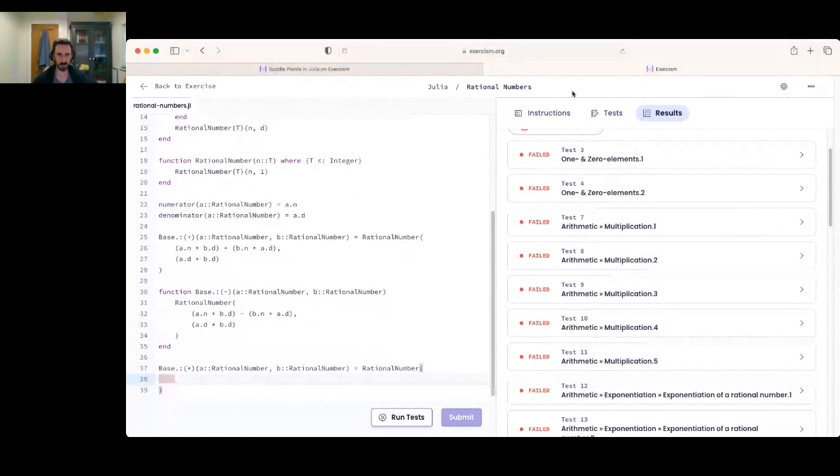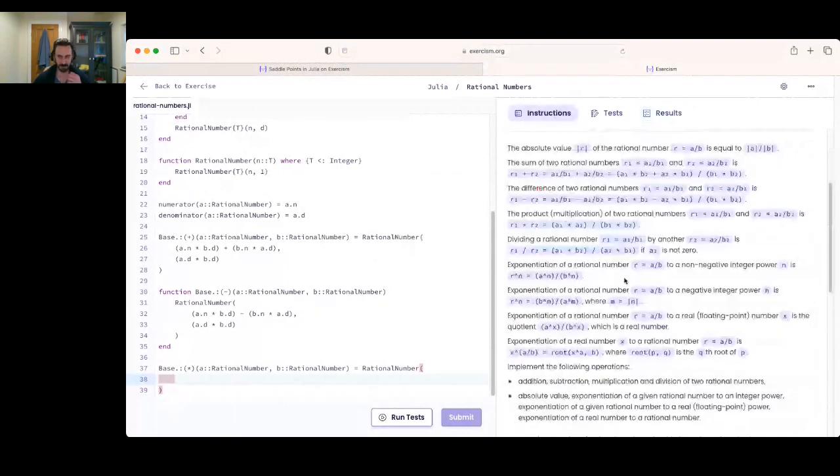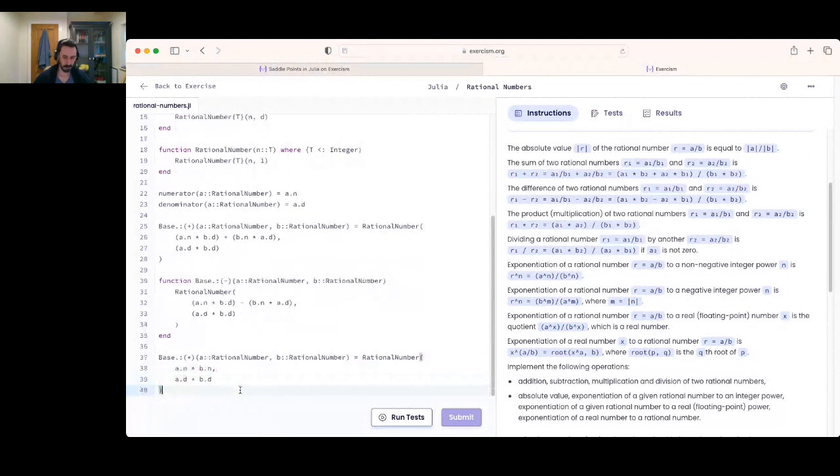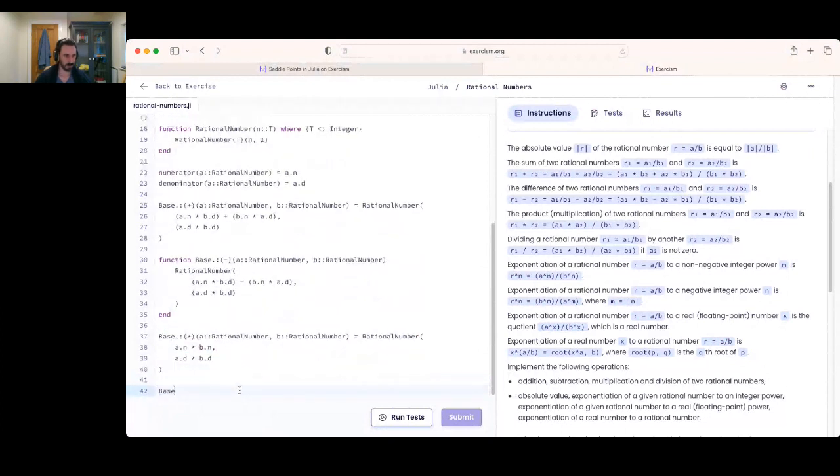What are we doing? Multiplication. Let's have a look. How do you multiplication? Multiplication, if I remember, you just multiply the terms. It's just numerators multiplied on the top and the denominators multiplied on the bottom. A1 times A2 over B1 times B2, so easy enough. So A dot n times B dot n, and that's going to be over A dot D times B dot D. I'm just going to go straight on to assuming I'm right and do division as well.